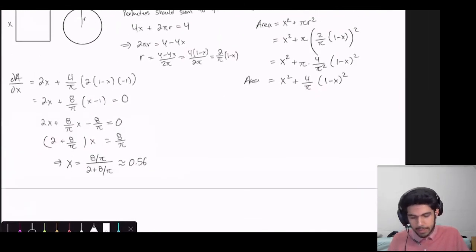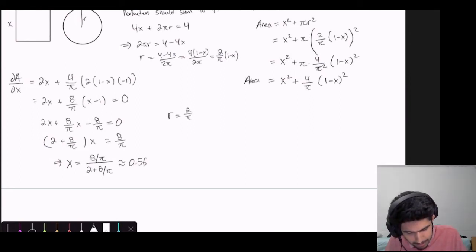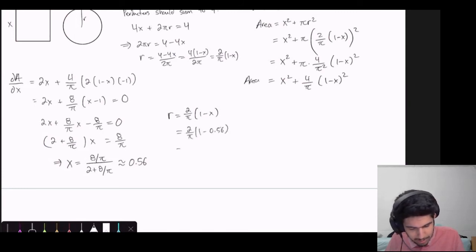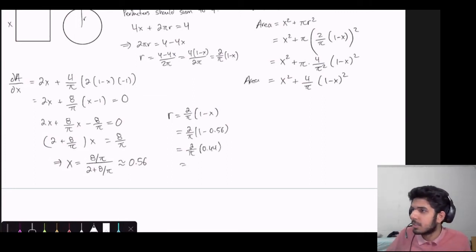All right, cool. Now we still need to solve for r. We had r equals 2 over pi times 1 minus x. If we substitute here, this is 2 over pi times 1 minus approximately 0.56, which is 2 over pi times 0.44. That should be equal to 0.28.